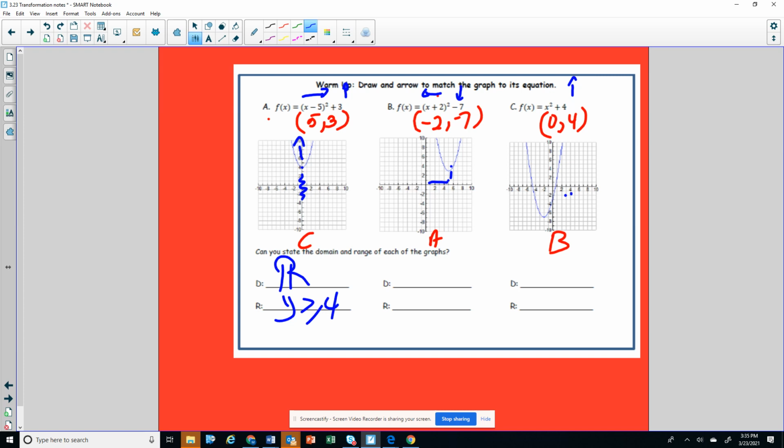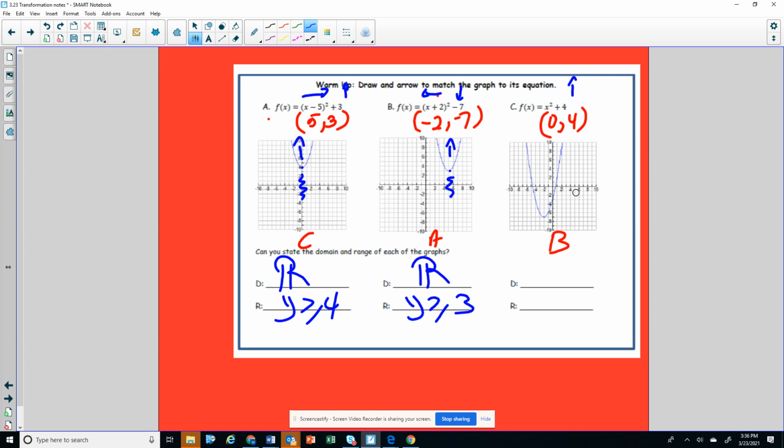For B, for the second graph, the lowest y value for the graph is 3. And again, there are no y values below 3 for the graph. They're all above 3. So the range for this is y is greater than or equal to 3. And again, the domain is all real numbers.